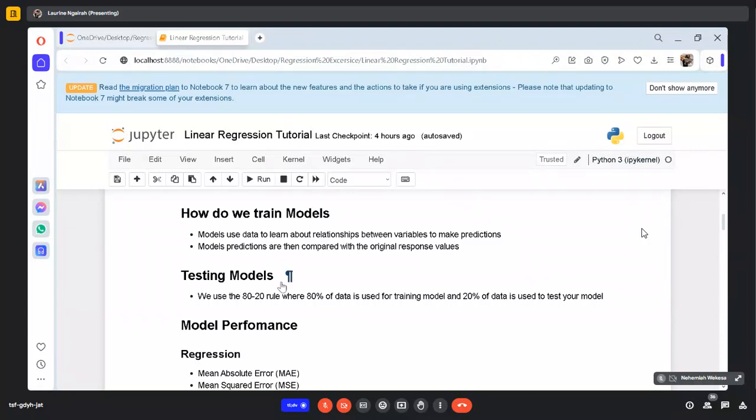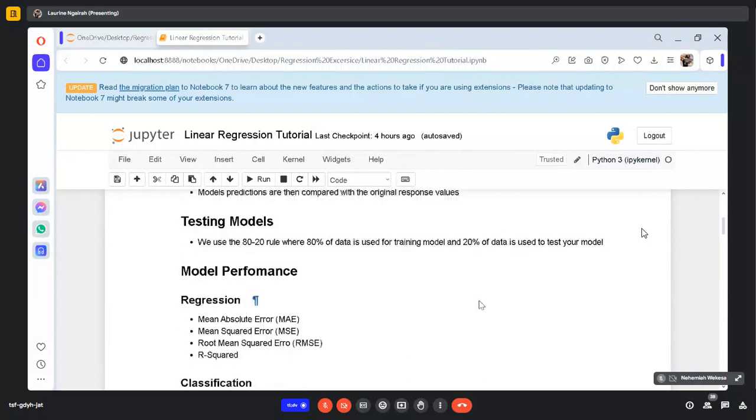But basically what we need to know is when you get a data set, you will split it 80-20, where 80% you'll use for training the model and 20% you'll use for testing. So this 20% will be the new data you are introducing to this model to see if it is working accurately.